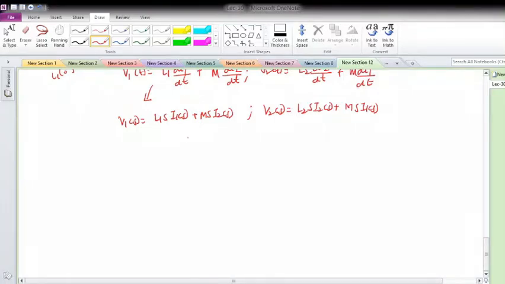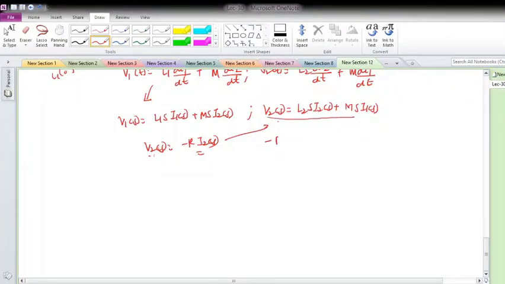Now what do I have to obtain? I have to obtain the V2 of t, correct? So V2 of s I have obtained, which is minus R into I2 of s, and I need I2 of s. So how can I obtain I2 of s? That we have to see now. Okay. So what is V2 of s? Minus R I2 of s. I'll substitute in this particular equation, which is for the second coil.